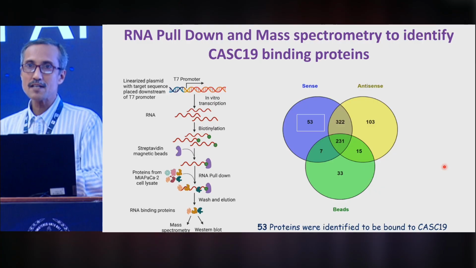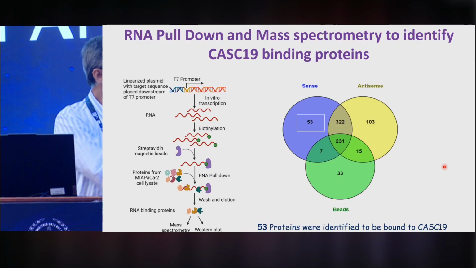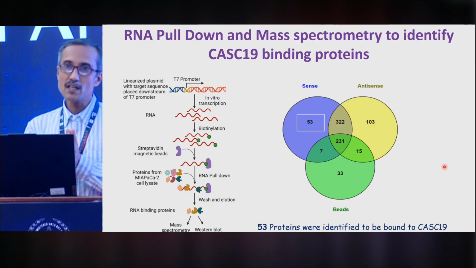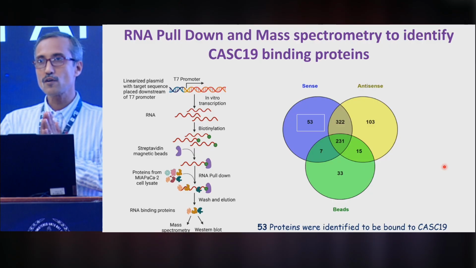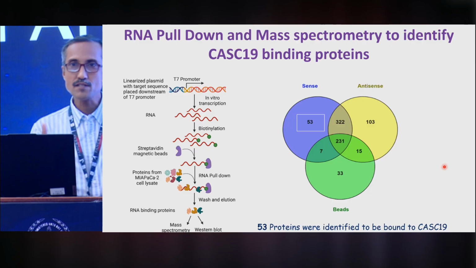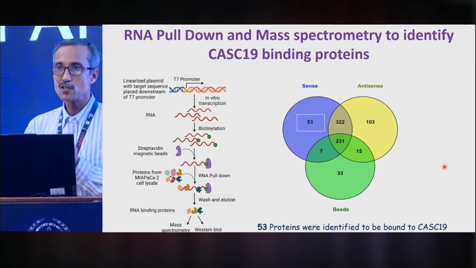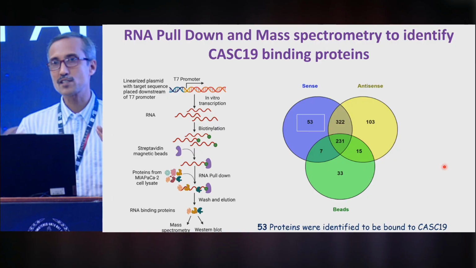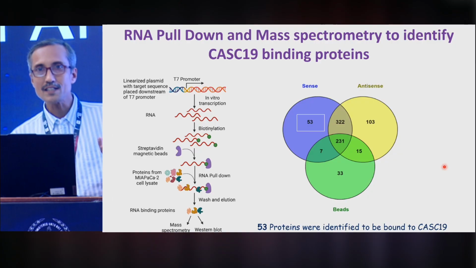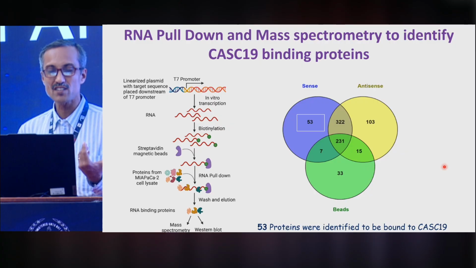Now, the long non-coding RNAs, how do they function? As you have seen in the first slide, the non-coding RNAs generally cannot function on their own. They have to bind RNA binding proteins. So the most important part towards exploring its function is to find out what are the RNA binding proteins it interacts with.